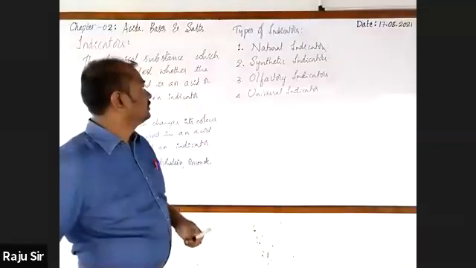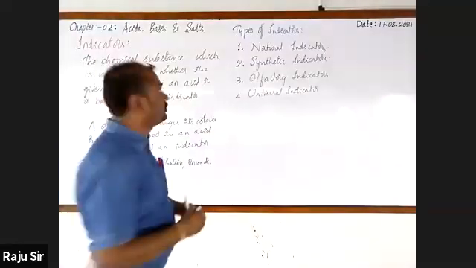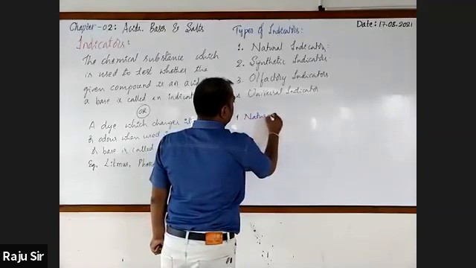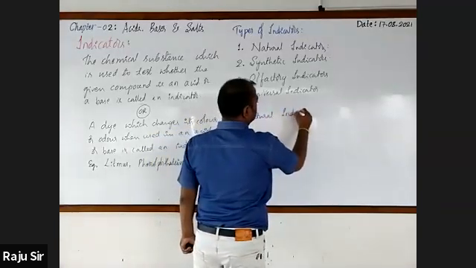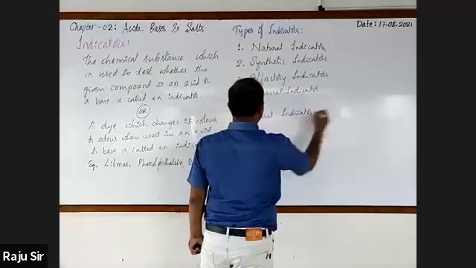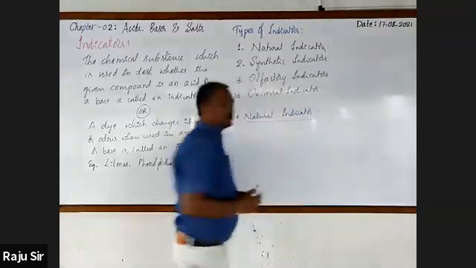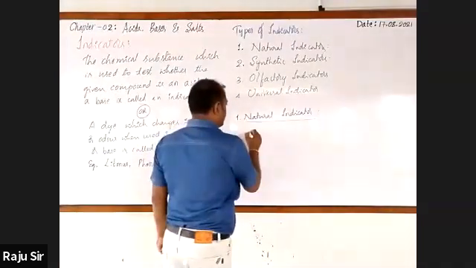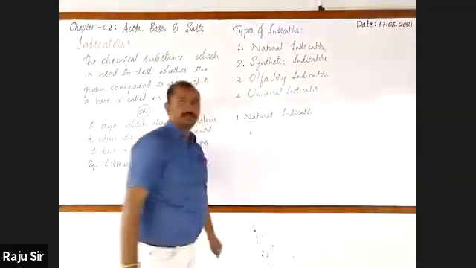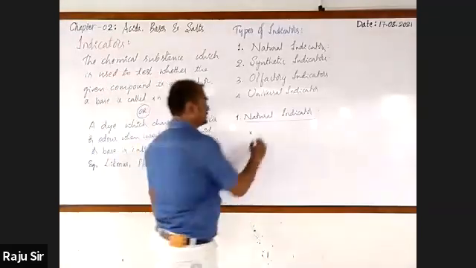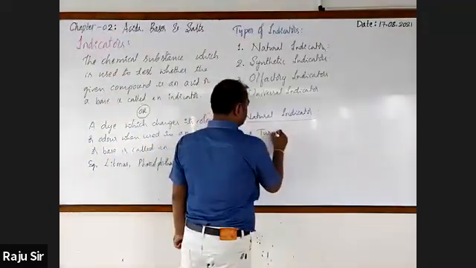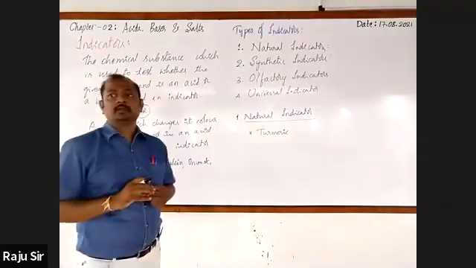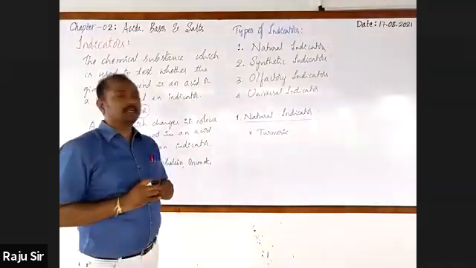In that, right, first one, natural indicator. Natural indicator. Let me take the examples. First one is turmeric. How do you go for using turmeric for testing an acid or base?